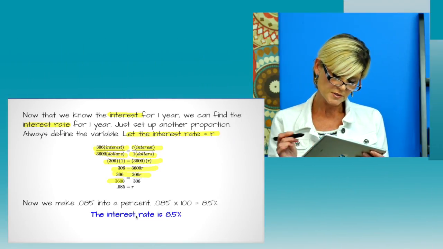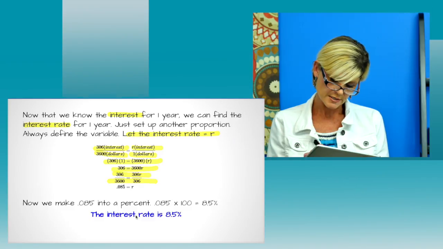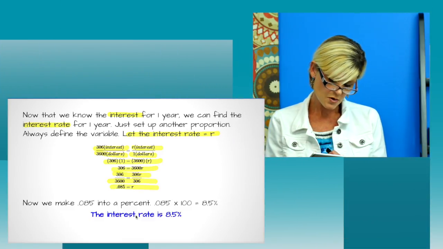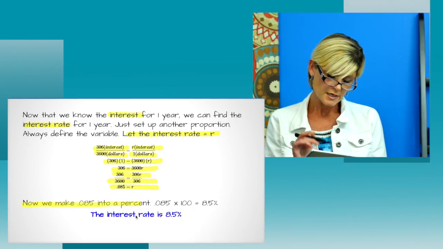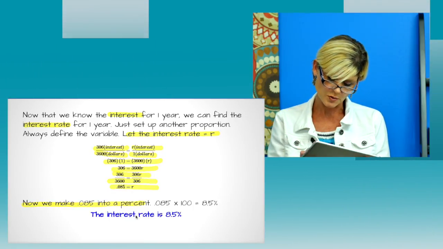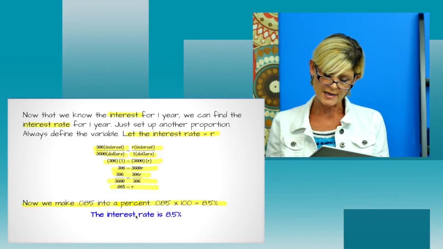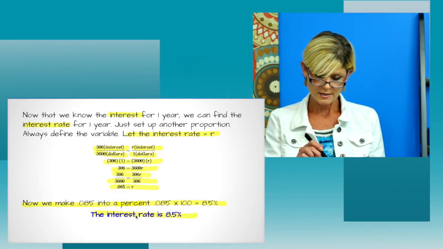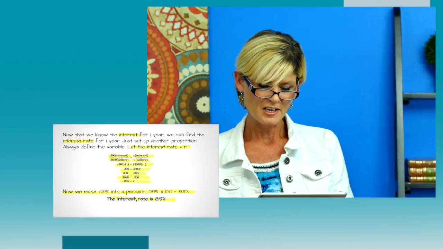Divide both sides and you get 0.085 equals R. So now we make 0.085 into a percent. 0.085 times 100 is 8.5%. So the interest rate will be 8.5%.